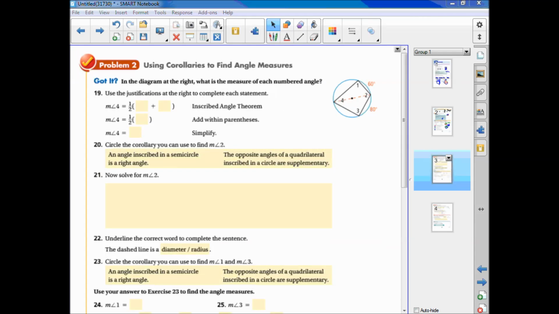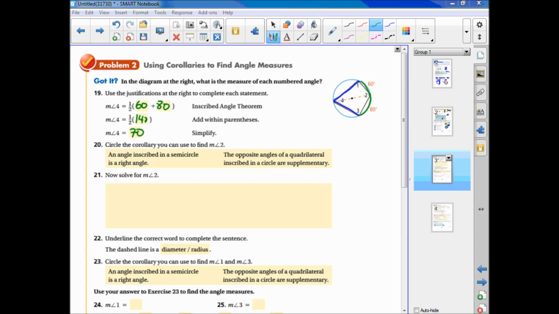Problem 2, using corollaries to find angle measures. In the diagram at the right, what is the measure of each numbered angle? We have four of them in there, so we have to find them all. The measure of angle 4, which is this one, is going to equal half of the arc it's related to. This is an inscribed angle, and the arc that goes with it is this green one. So we're going to have half of 60 plus 80. The arc it's related to is the 60 and the 80 put together. So that's half of 140, which would be 70.